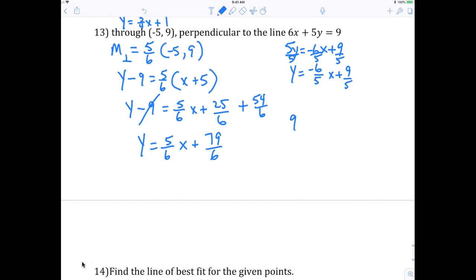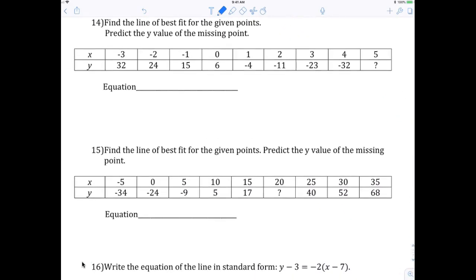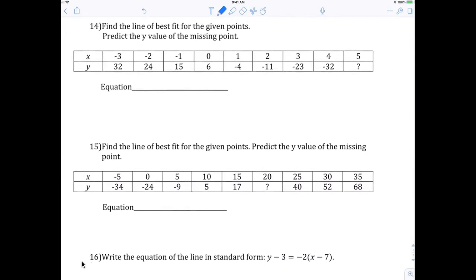Wait, how is the slope 5/6? Because we're doing perpendicular, right? Yeah. Oh, for some reason I put the slope as negative 1. All right. Any issues? All right, let's continue on. Now get out your calculator real quick, guys. Let's see how much you remember.